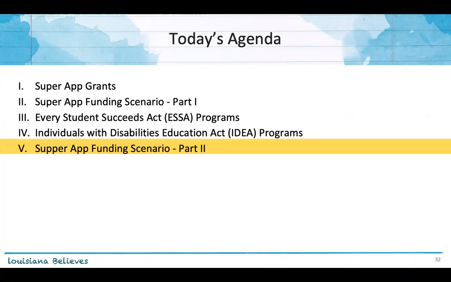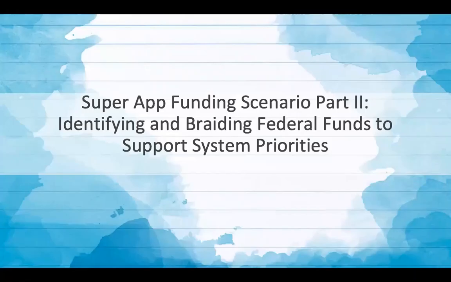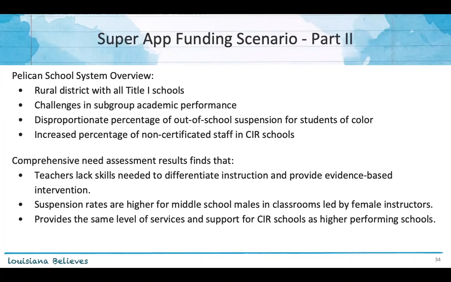Now that we have a greater understanding of federal funds, let's circle back to the super app funding scenario. For part 2, we will focus on how to identify and braid federal funds to support school system priorities. As you remember, Pelican School System is a rural district with all Title I schools. The challenges are with subgroup academic performance, high percentages of out-of-school suspensions for students of color, and an increased percentage of non-certified staff in CIR schools.